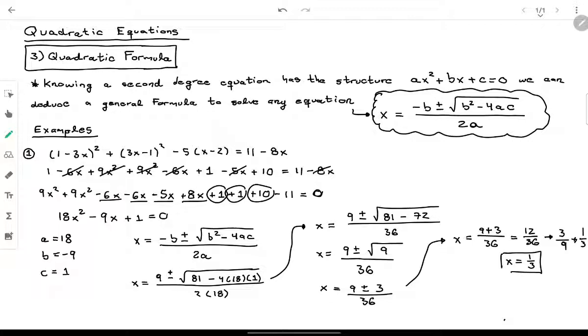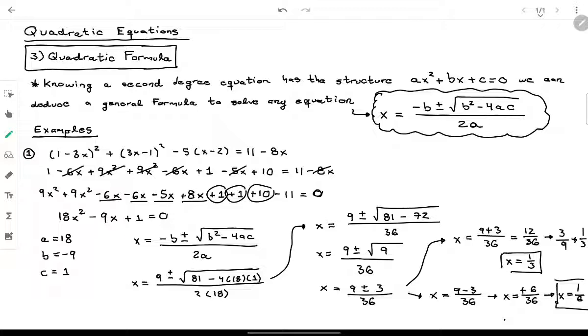And let's see the other one. It's going to be x equals 9 minus 3, all of it divided by 36. That means x equals plus 6 divided by 36. Both are divisible by 6. That means x equals 1/6. So these are our two answers for x.